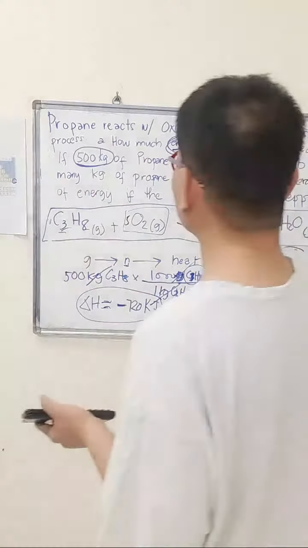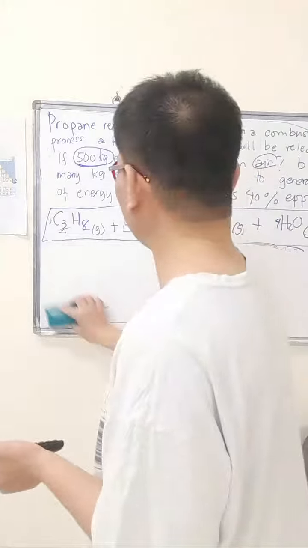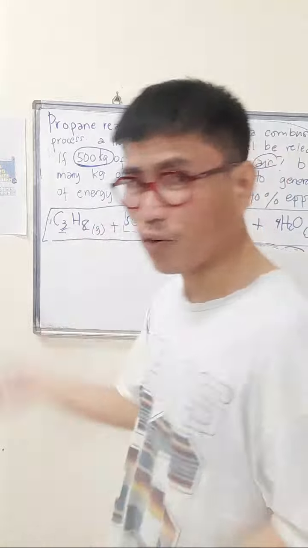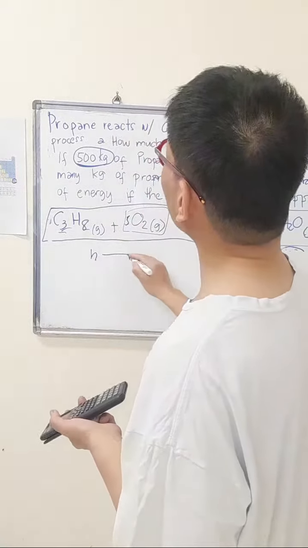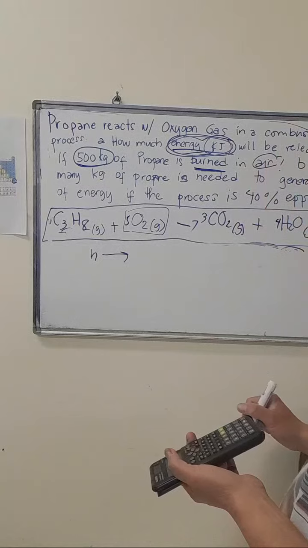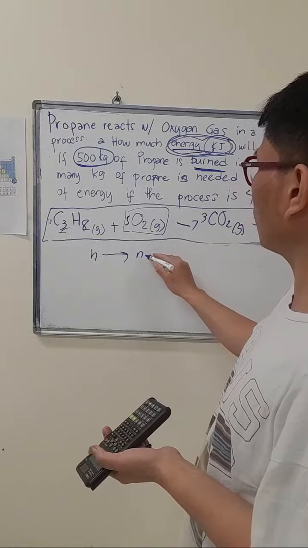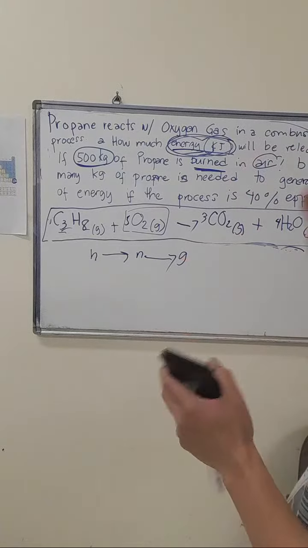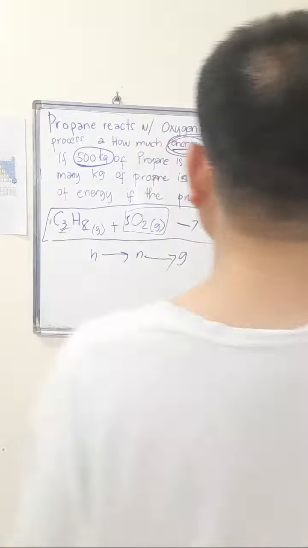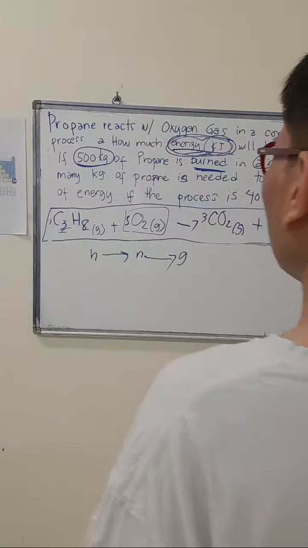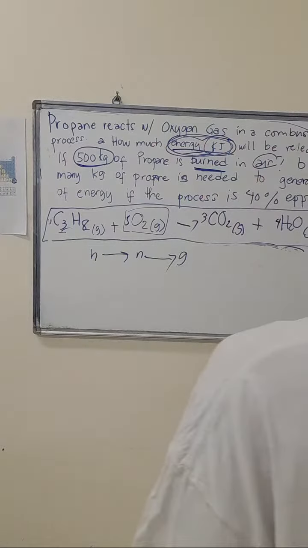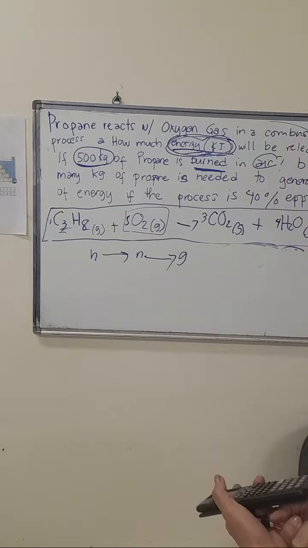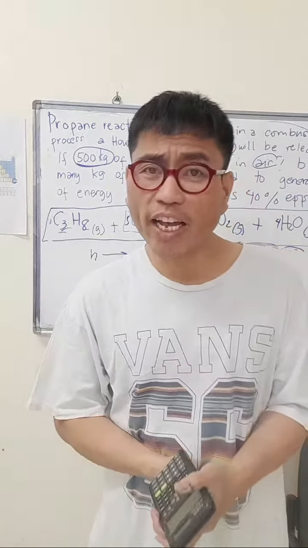How many kilograms of propane are needed? Reverse it. We have the heat. Flow chart first: heat, then moles, to grams. Have the flow chart first on how to solve. So, heat first. Analyze the problem. How many kilograms of propane is needed to generate 500 megajoules of energy if the process is 40% efficient? What do you mean by 40% efficient?